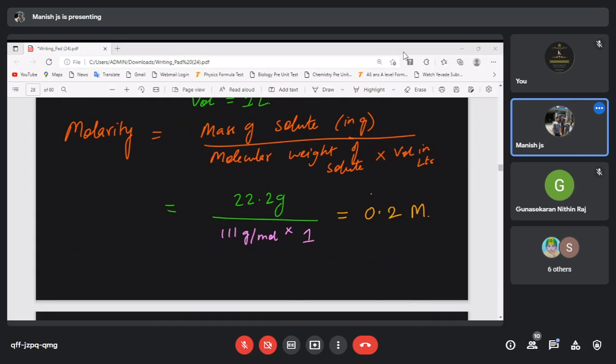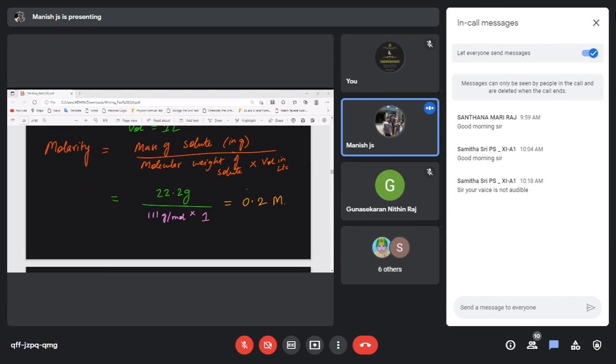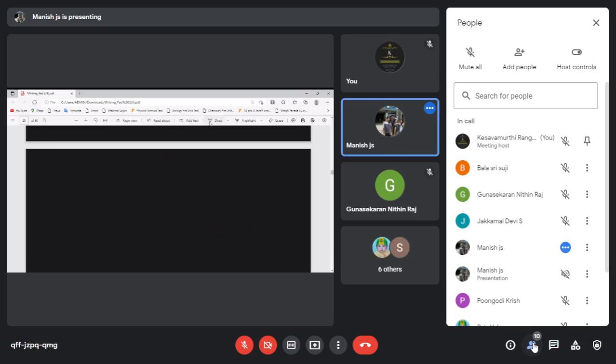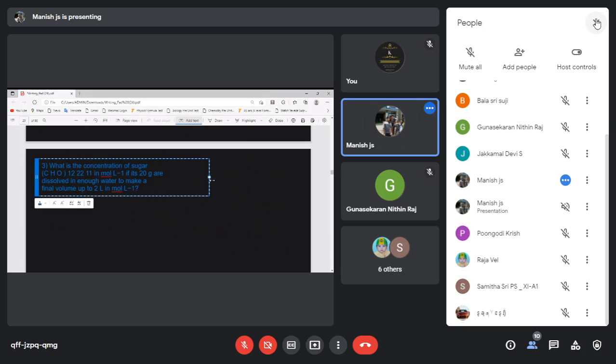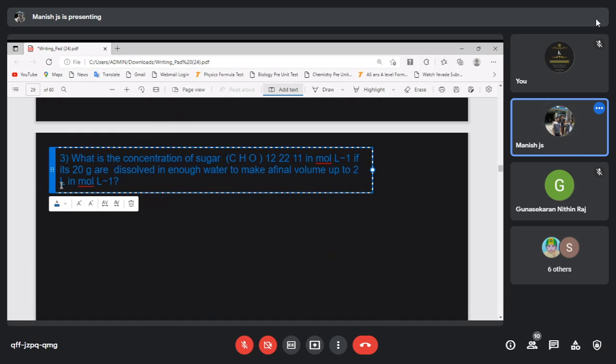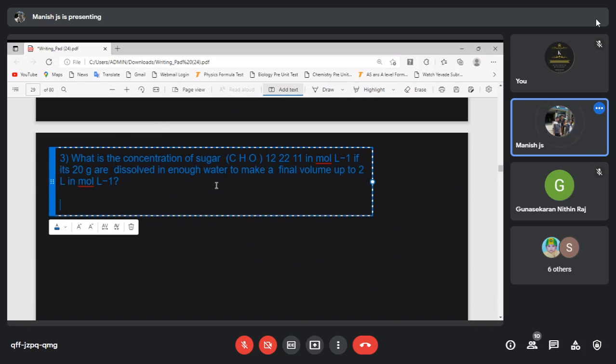Okay, next we will go to one more question, another model. See this model, this is again related to this but they have framed the question in a different way. Try it. This is the question. We'll read it. What is the concentration of sugar? Actually the values have not come up properly, so I will give you C12H22O11. It got a bit enlarged, I will write it here.